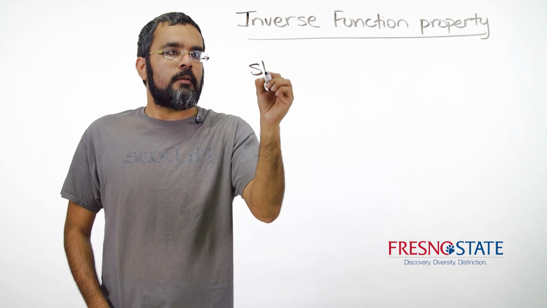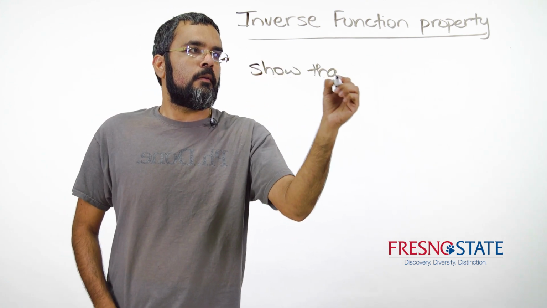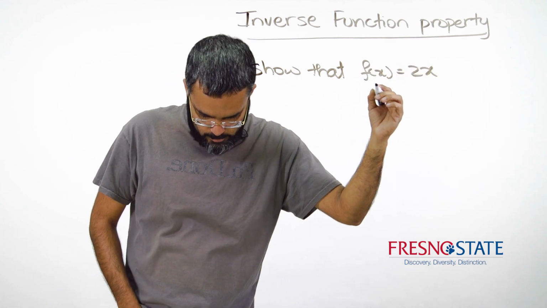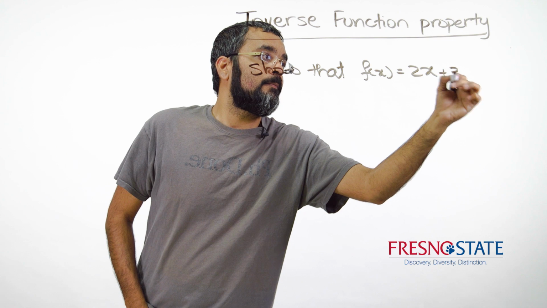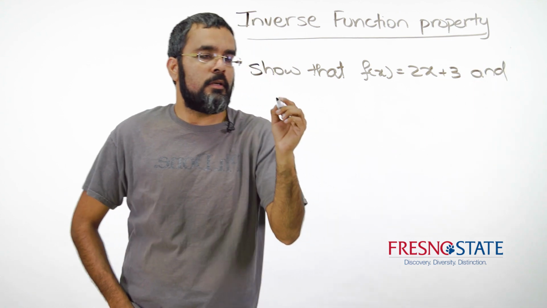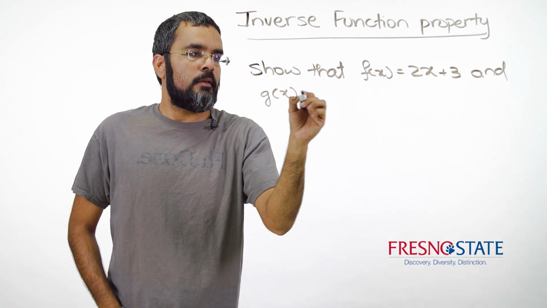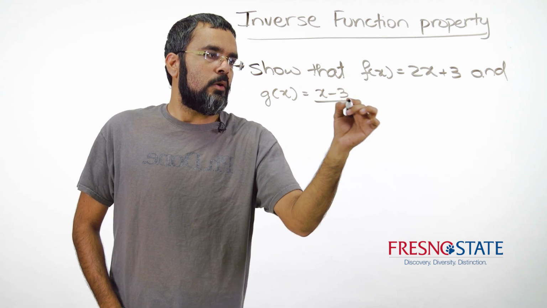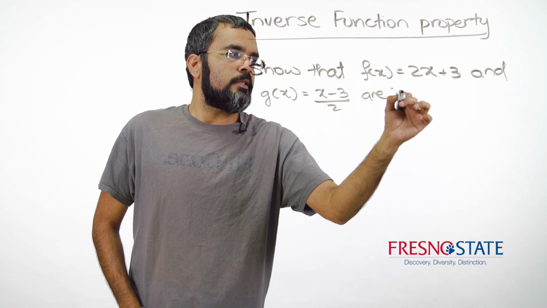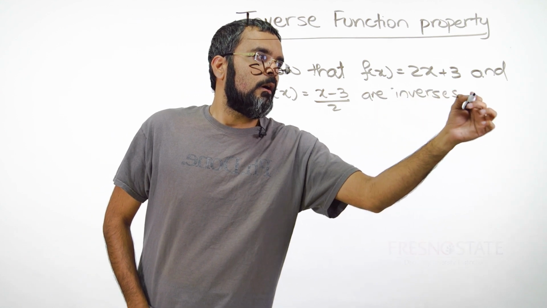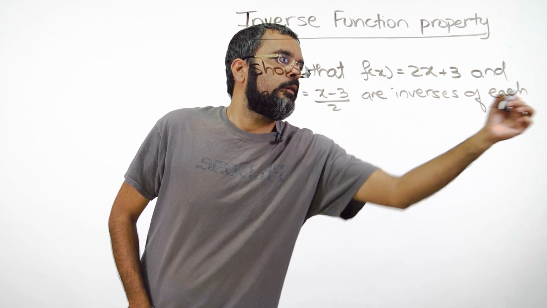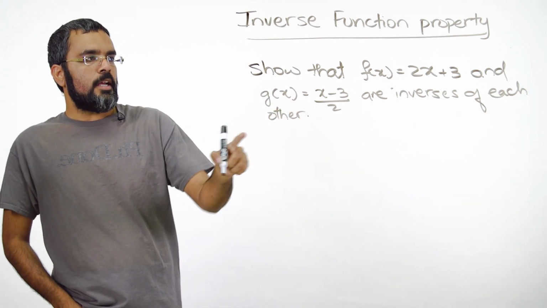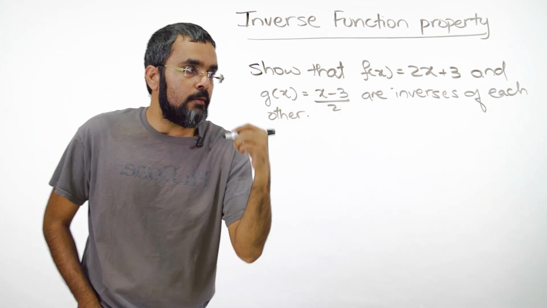So show that f(x) equals 2x plus 3 and g(x) equals (x minus 3) over 2 are inverses of each other. Okay, so we want to check that these two are actually inverses of each other. So let's test our inverse function property.